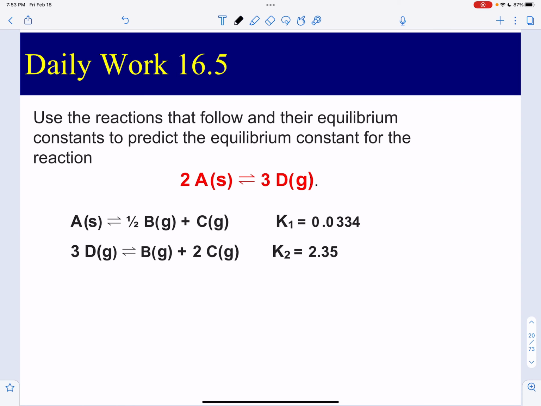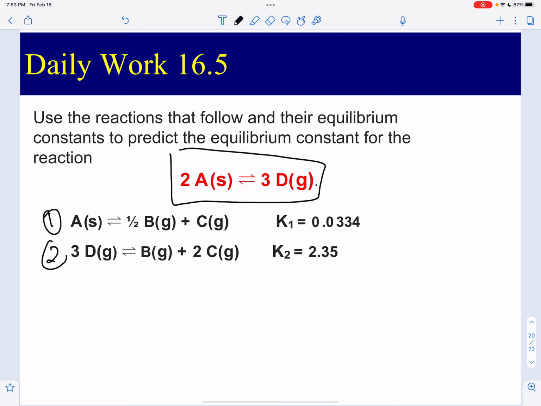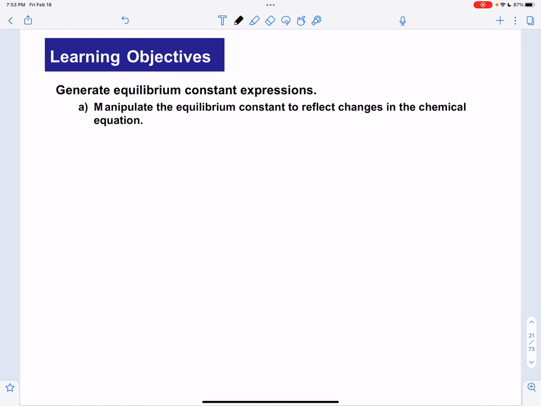So your turn. Go ahead and do this reaction given these two reactions. And you have their Ks, so manipulate their Ks, do whatever you need to do to them to get to this reaction. And with that, you have just been introduced, pending more practice, to manipulating the equilibrium constant to reflect changes in other chemical equations.